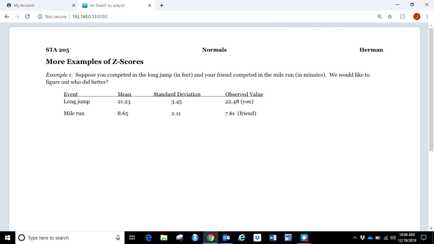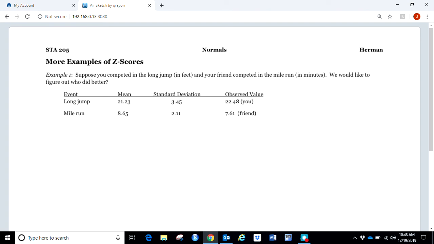In the last video, we were introduced to the idea of a z-score and using it to compare two different values that could be on different scales. So in this video, we're going to do a couple more examples with some different contexts to understand how to apply it to more examples.